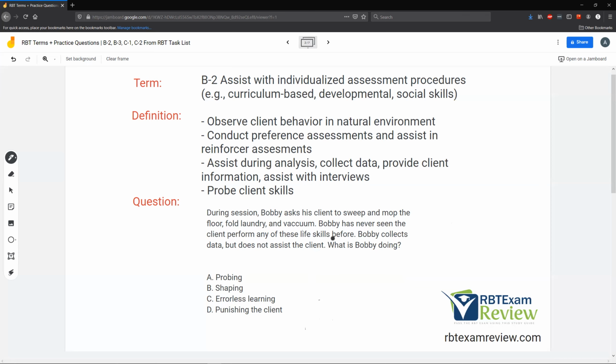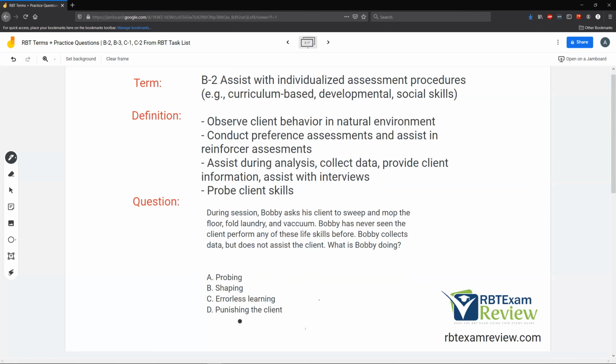Okay, he's asking his client to do all these skills that he's never seen before. Okay, he's trying to find out, can they do it? Can they not? Is this something we need to teach? Is this something we need to work on? Okay, therefore Bobby is doing what? Is he probing? Is he shaping? Is he doing errorless learning, or is he punishing the client?